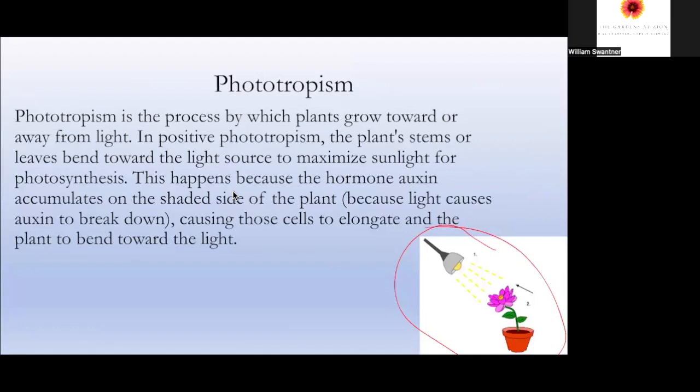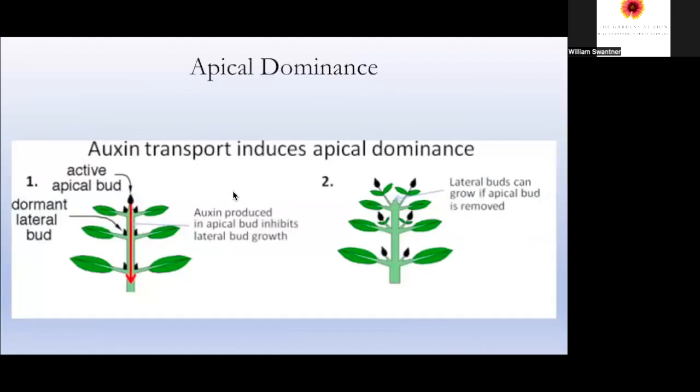Apical dominance, which I've talked about before, we'll take a look at it again. This is the dominant bud, and it controls everything down here. When that bud is removed, these have a bigger chance, they have the ability to start to branch out more.